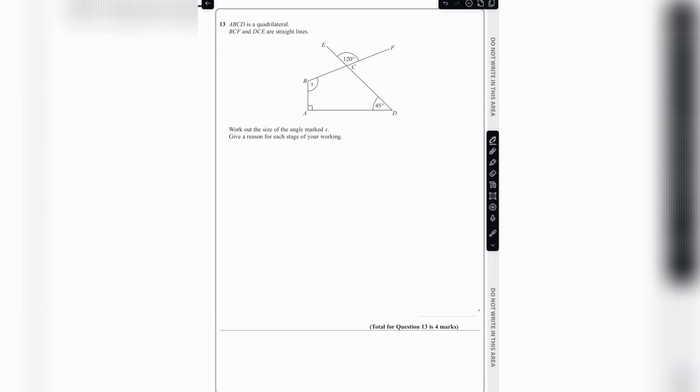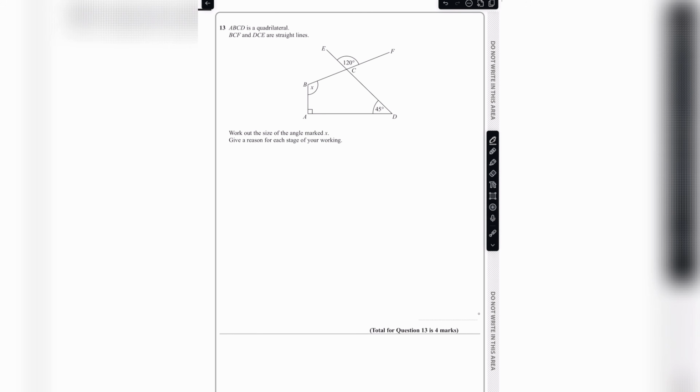In question 13, we are given a quadrilateral ABCD and BCEF and DCE are straight lines. Work out the size of the angle marked X. Give a reason for each stage of your working. So the first thing we can identify is that angle FCD equals 180 degrees minus 120 degrees. So the value of angle FCD is 60 degrees. Angle BCD can also be obtained by subtracting 60 degrees from 180 degrees because angles on the same straight line add up to 180 degrees.